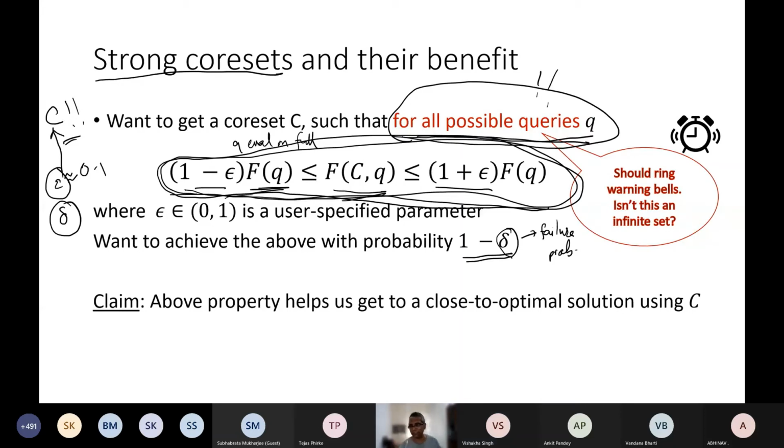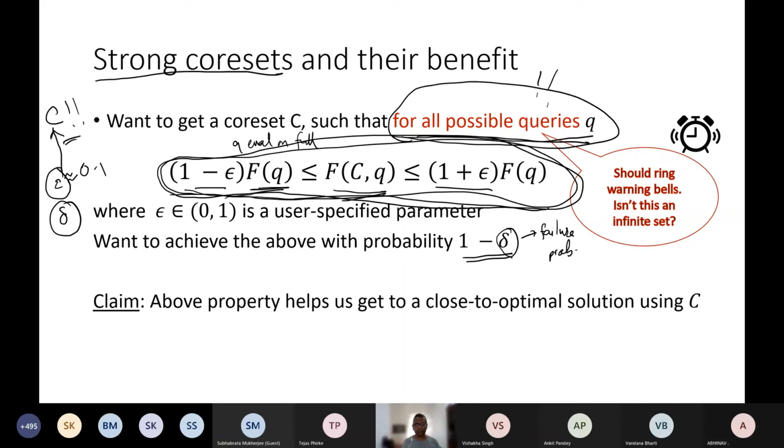It's something like this that I'm telling you. You've all seen these sample surveys, these exit polls. Think of Q as every candidate for whom people voted. It's something like saying that the exit poll is good, a strong coreset, if for every candidate, the vote that the candidate gets by counting all the votes versus the vote that candidate gets by looking at the exit poll is within a factor of 1 plus or minus epsilon.